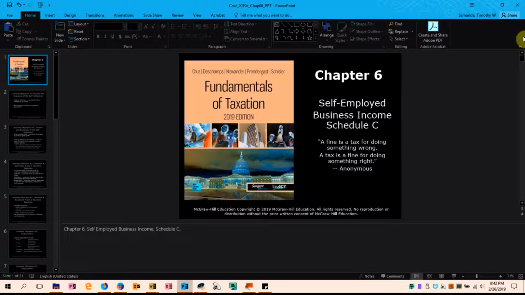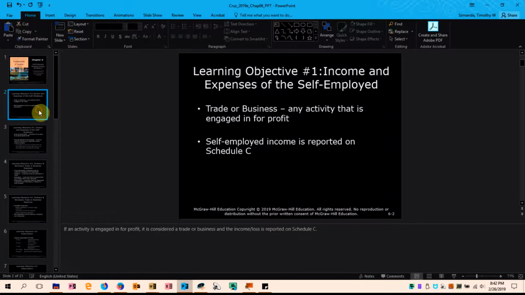In Chapter 6, we'll be going through self-employed business income, which is reported on Schedule C. And this income and the deductions that relate to self-employed income on Schedule C affect the adjusted gross income because they're for AGI.